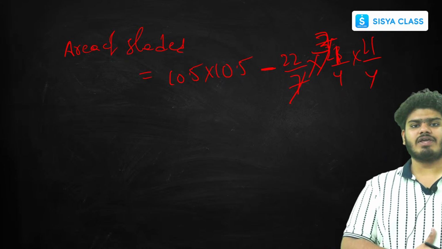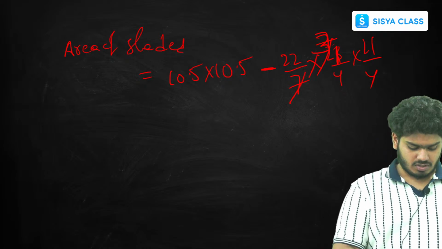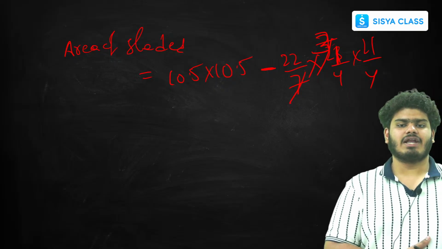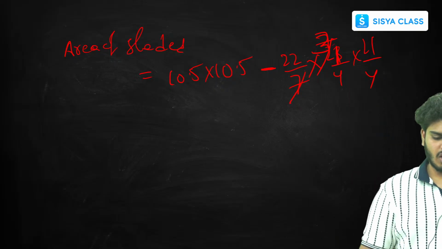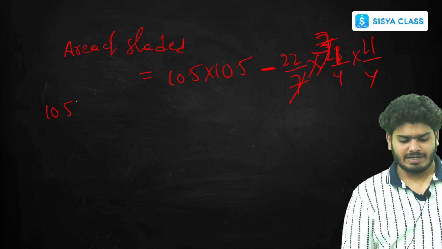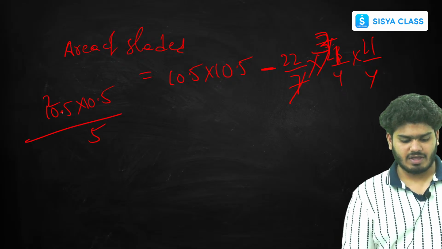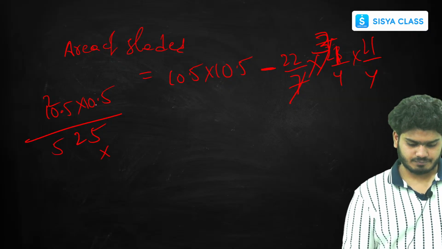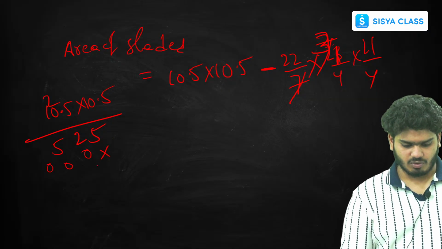So does everyone understand? If there is any doubt, you can ask a question in the chat so that by seeing that I will be explaining to you, right? So now find out the values. 10.5 into 10.5. So 5 times 25, it's 2, 5 ones are 5. And with 0, it will be 0 completely.